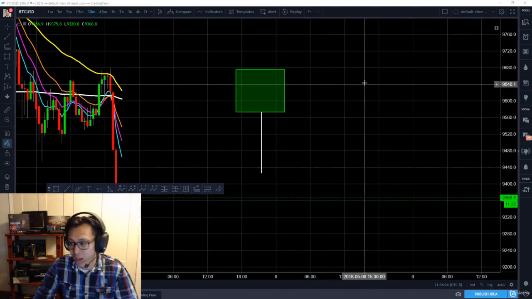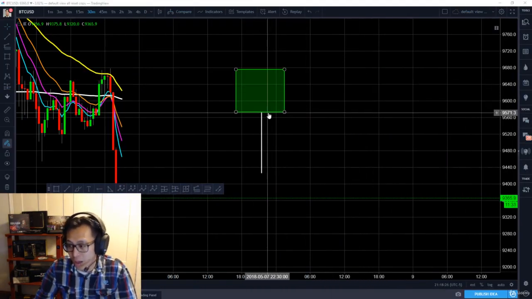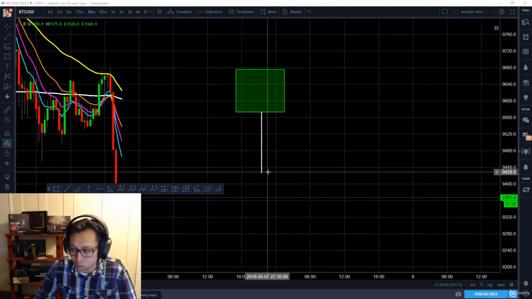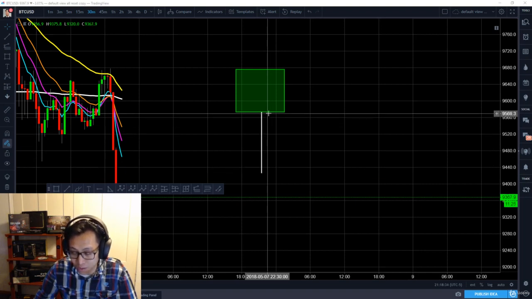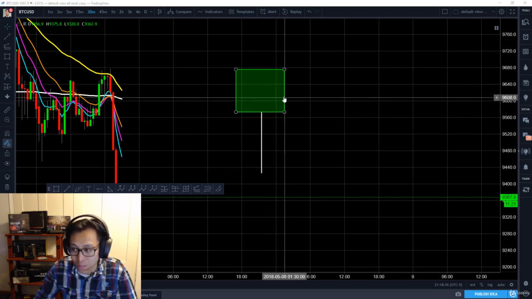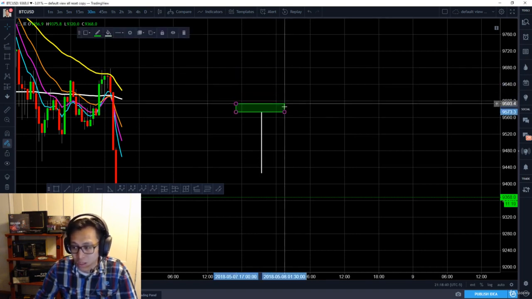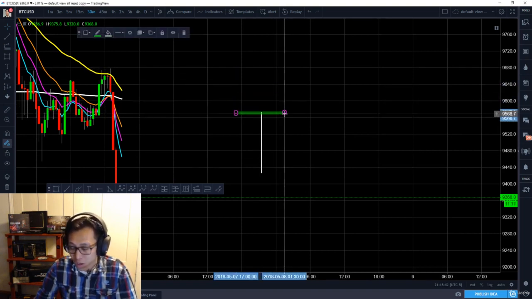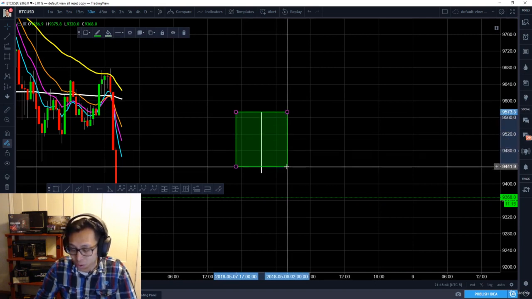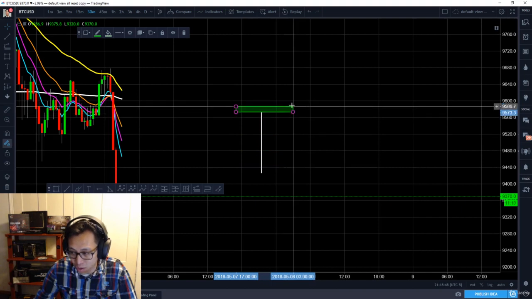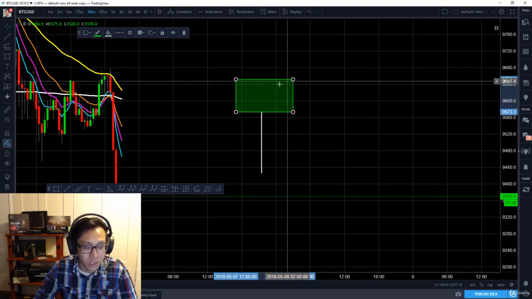So the hammer candle implies this, okay? That the bears attempted to push well below, but the bulls actually defended it very successfully, pushing it all the way back up. So it opened right here and it closed right there. So at the beginning, what happened was the bears tried to push it down, but the bulls defended it, pushing it all the way back up, hence the hammer.